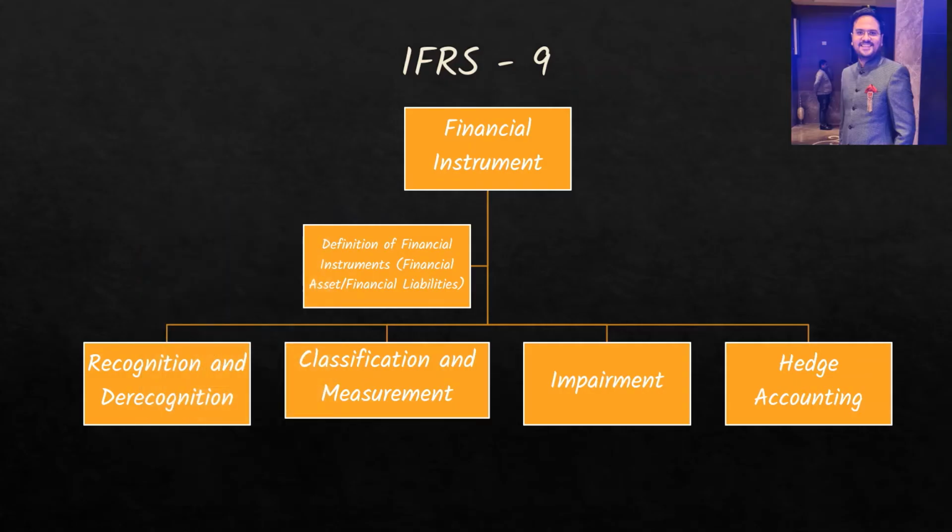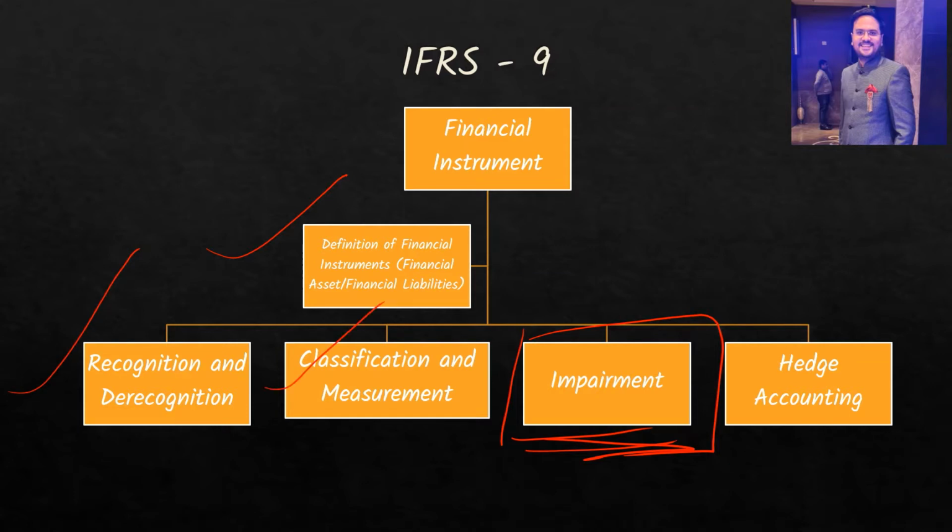Hi everyone, in this video we will be covering another important topic, that is impairment. Up till now we have covered the definition of financial instrument, when to recognize the financial instrument, and how to do the accounting and classification of financial instrument. Now the second last topic is impairment.